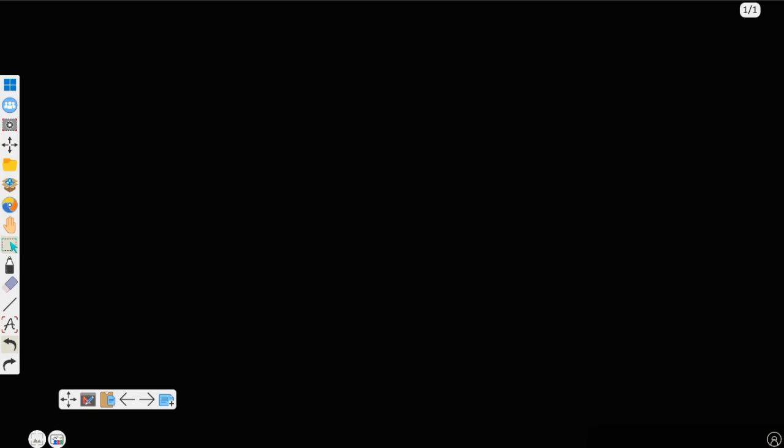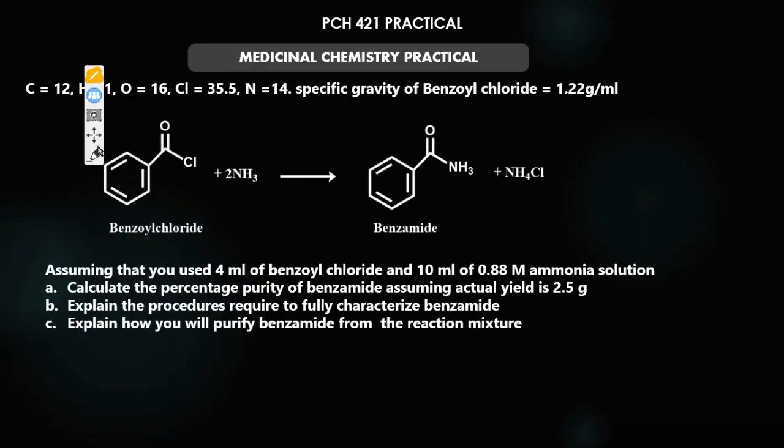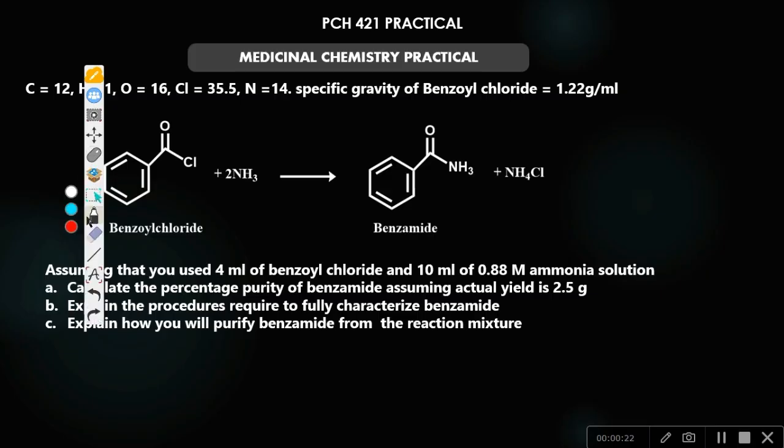All right, so we have the practical exam question. It's a very simple question. The question says, assuming that you used 4 ml of benzoyl chloride and 10 ml of 0.88 molar ammonia solution, calculate the percentage purity of benzamide, assuming the actual yield is 2.5. Now, the yield you got at the end of your practical is 2.5.